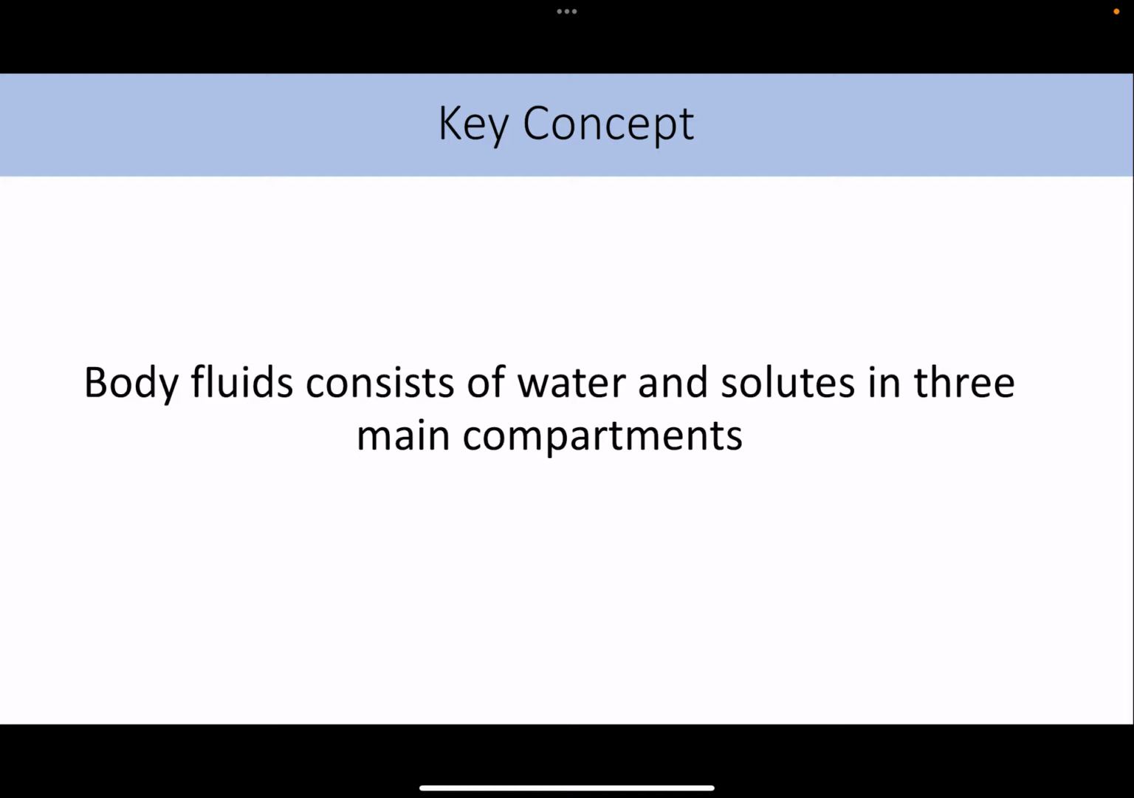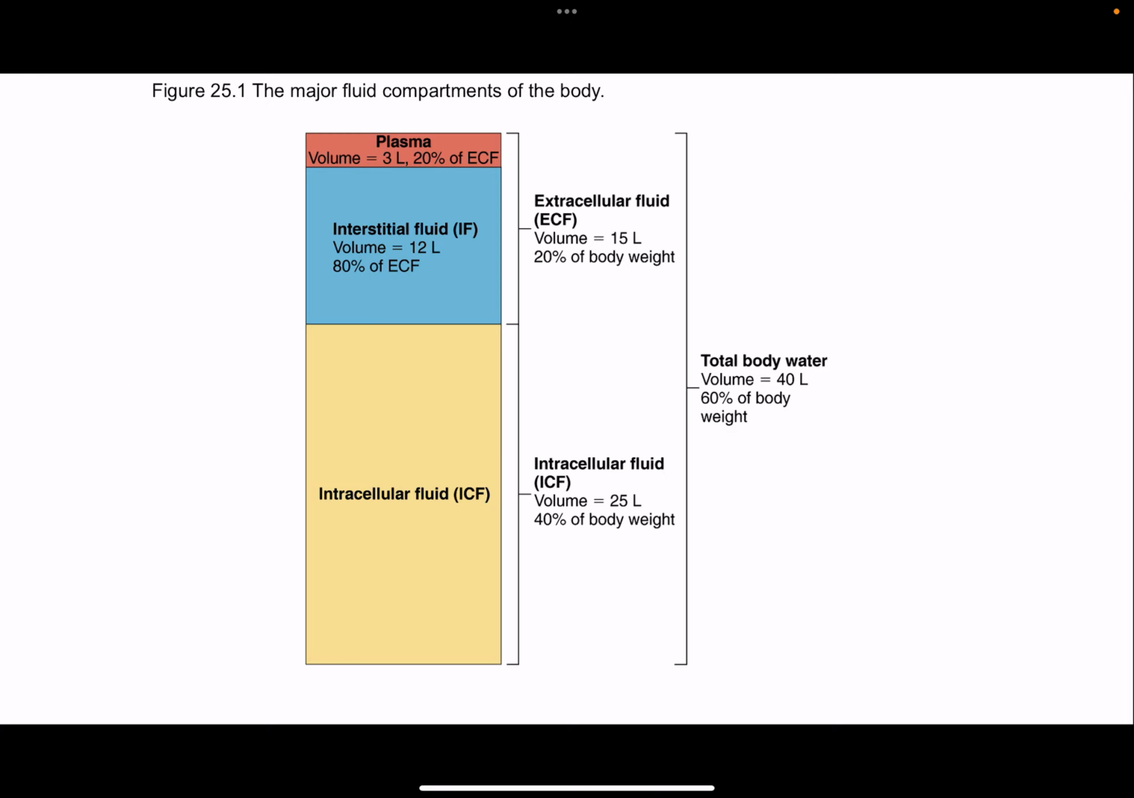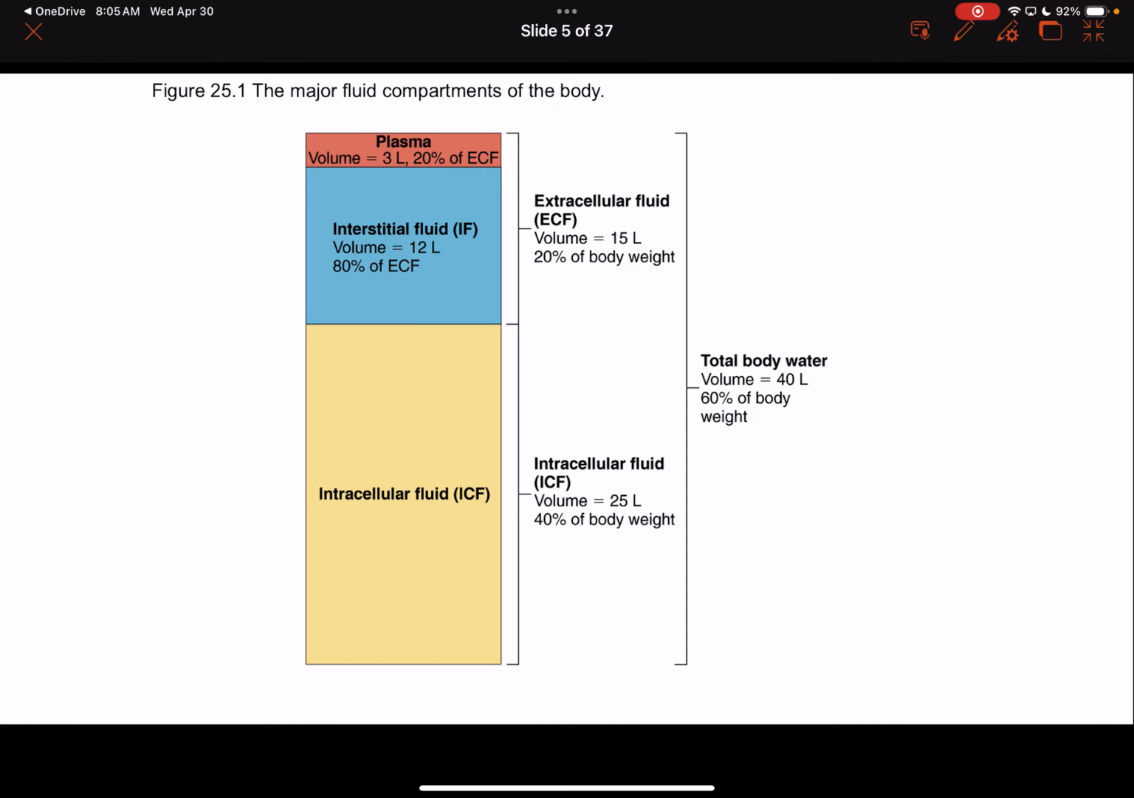So body fluids consist of water and solutes in 3 main compartments, which you should all be familiar with. Our total body water is going to make up about 60% of our body weight, but that value, like many of the values that you will see in an average biology textbook, is a value for the average healthy adult male.